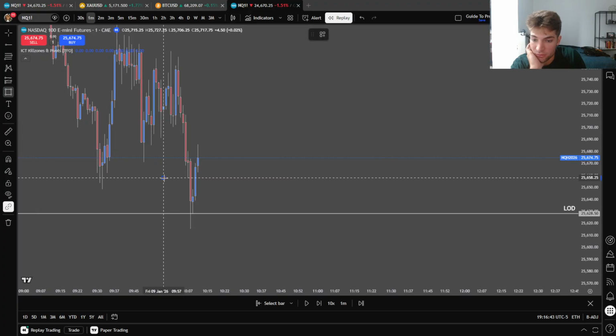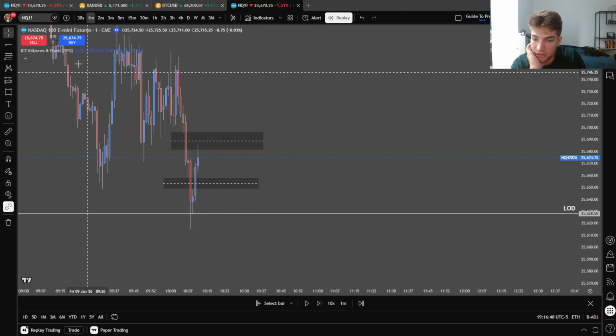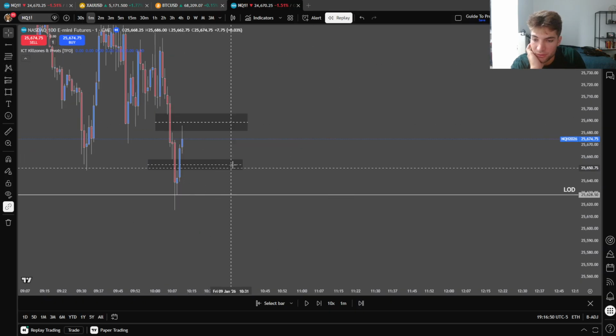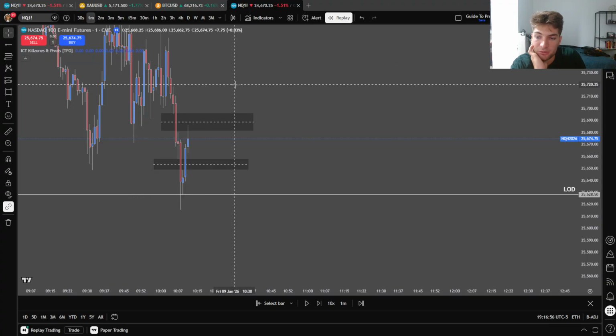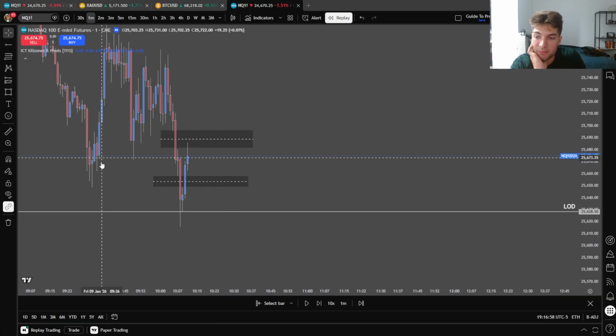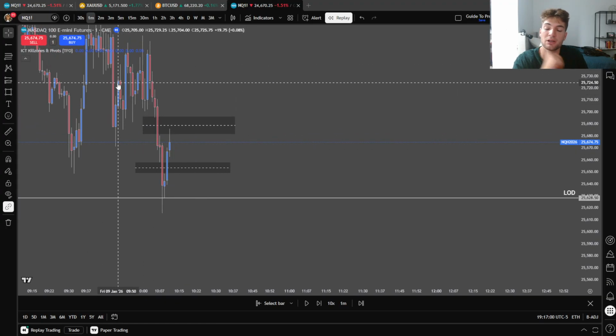So we have this 1 minute BPR. We have this 1 minute fair value gap, which is likely a 5 minute fair value gap, but I can't really go into the time frames because it's very difficult for me to show properly the price movements. This is also clearly a 5-minute fair value gap. I'll show it after the trade.